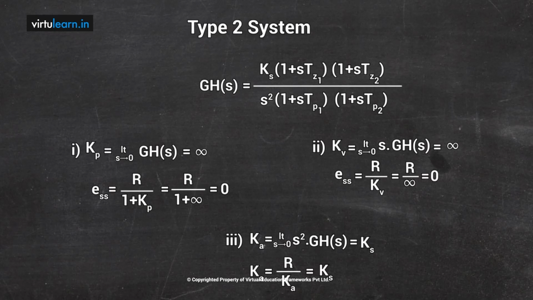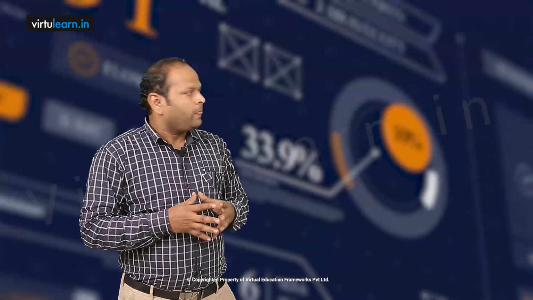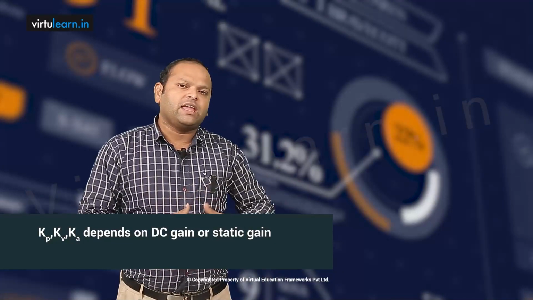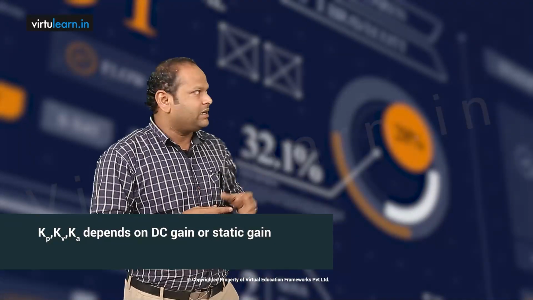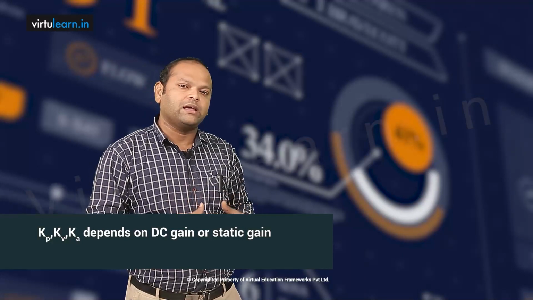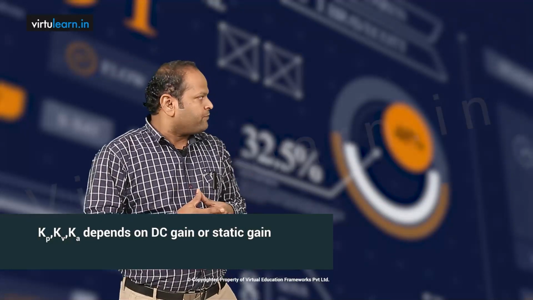So we have type 0, type 1 and type 2 systems. We have already seen all Kp, Kv, Ka values for all three systems. Now we can conclude that all Kp, Kv, Ka values depend on the DC gain of the system. DC gain is also called static gain or static sensitivity.